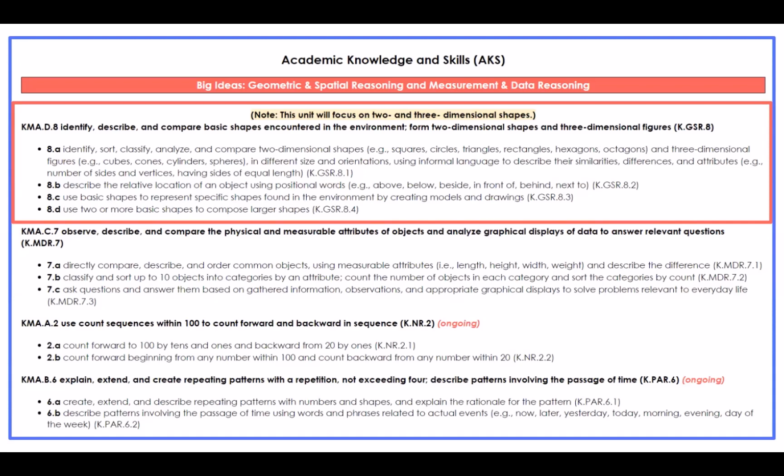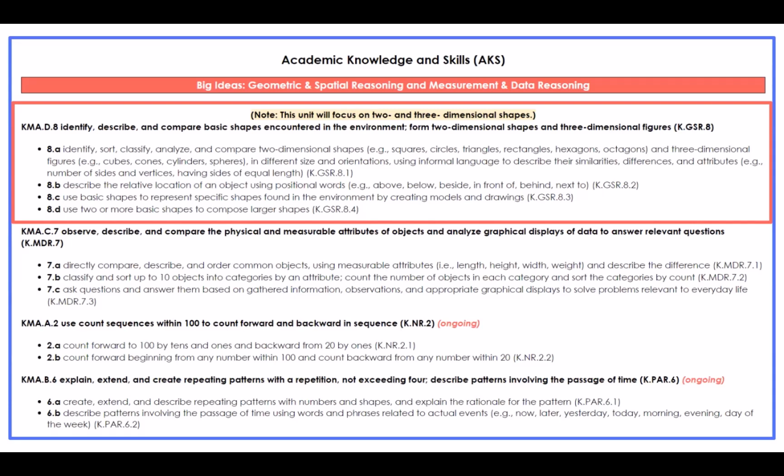The last indicator for AKS 8 is IOA 8D, in which students use 2 or more basic shapes to compose larger shapes. Students form or compose larger shapes by putting together smaller shapes through exploration and play. Students then progress to looking at images of larger shapes in which they decompose that large shape into 2 or more smaller shapes. In Unit 2, our work with Indicator 8D and our 2-dimensional shapes included composing larger figures out of 2D shapes as well as forming larger shapes.